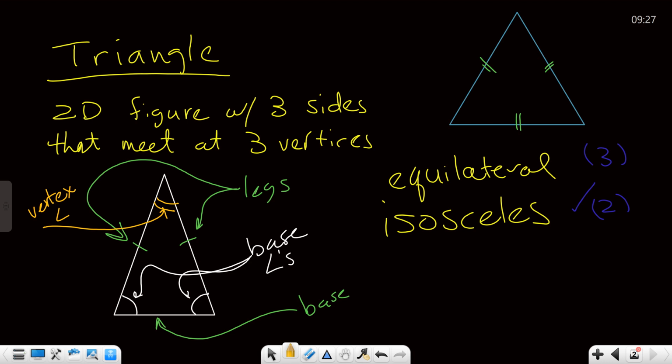Now notice the way I drew the isosceles triangle is I made those base angles congruent because that's a true statement. Those base angles in an isosceles triangle will always be equal to each other. By the way, what do you know about all 3 angles in a triangle? When added up they equal 180? Good. When added up, they equal 180 degrees.